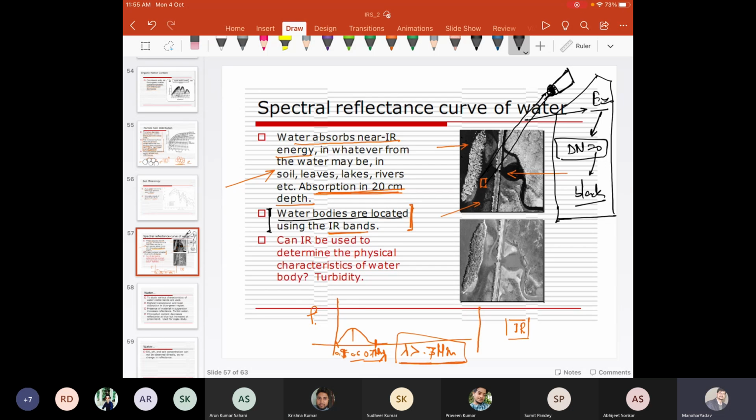So the water bodies are located using the IR band, and the black color is given to them. Why is it so? Sir, can you explain it again? Because, sir, how does the energy become zero, like the lowest energy? Sir, that point was not clear.